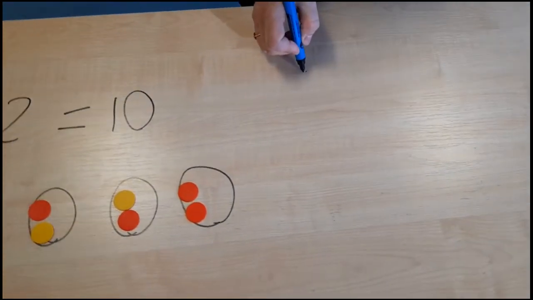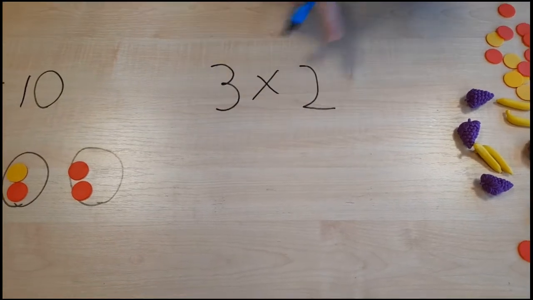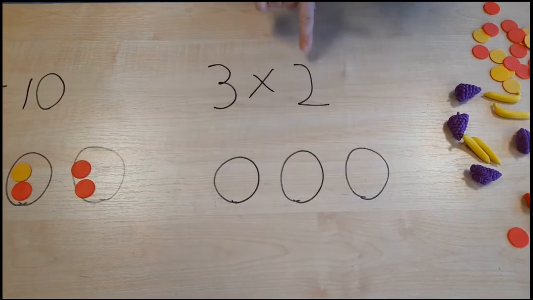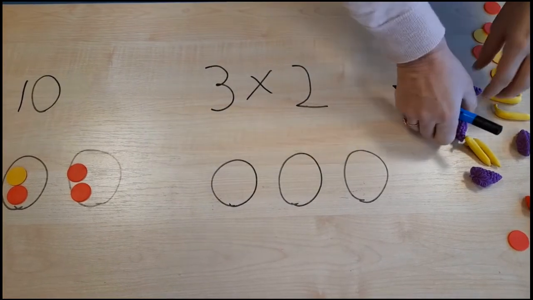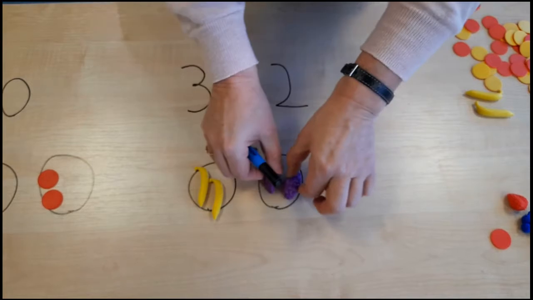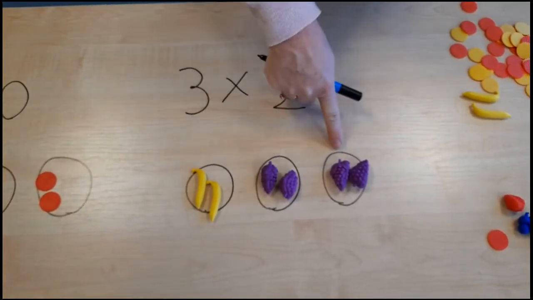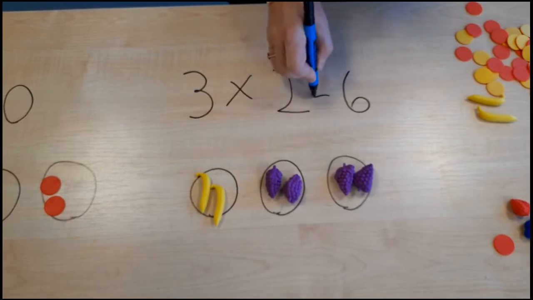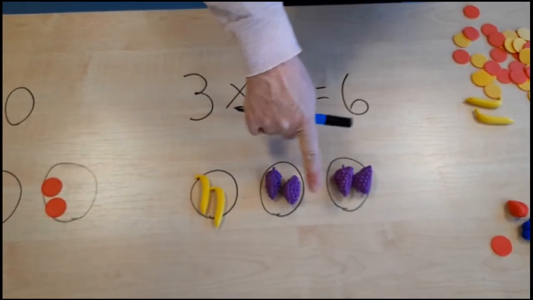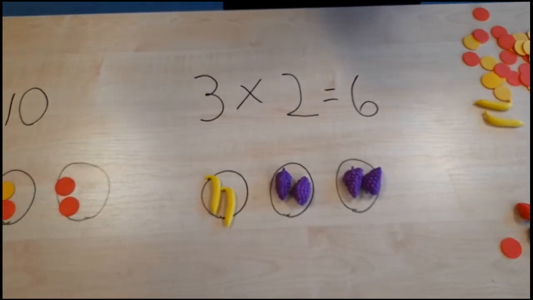What about if I did 3 lots of 2? 3, 1, 2, 3. Lots of 2s, there's got to be 2 in each. 2 for that one, 2 for that one, 2 for that one. Right, let's count in twos. 2, 4, 6. Going to count in ones as well. 1, 2, 3, 4, 5, 6. It's the same.